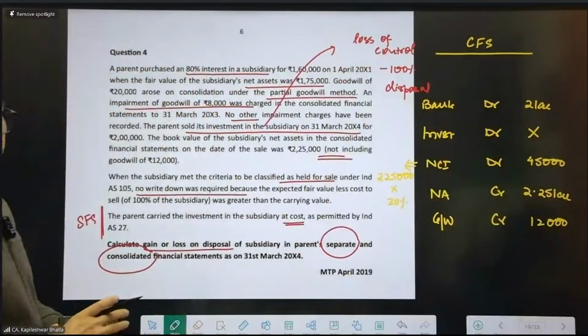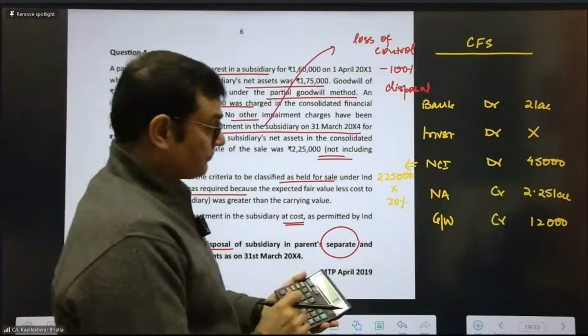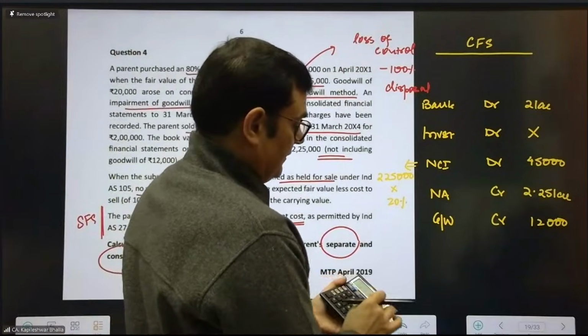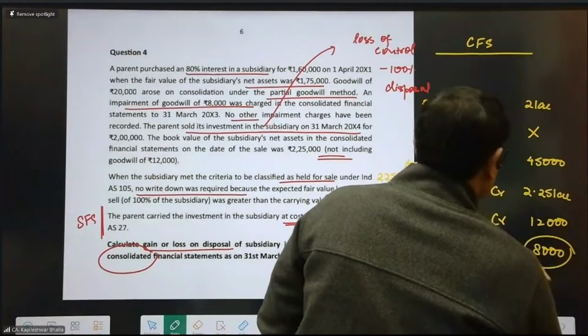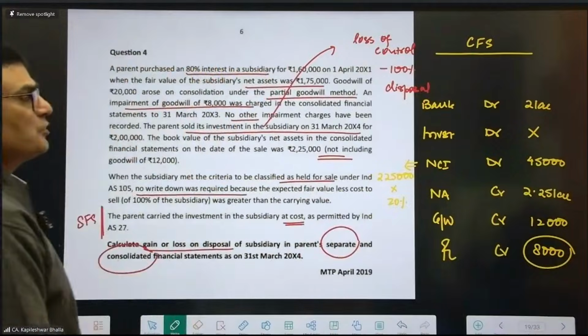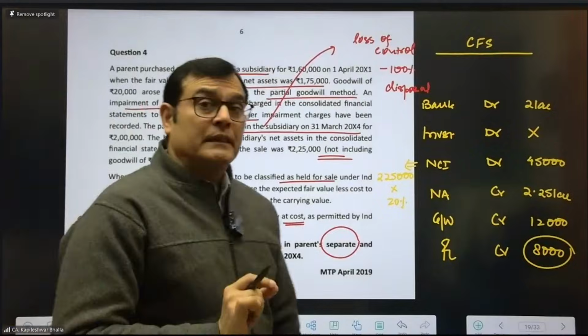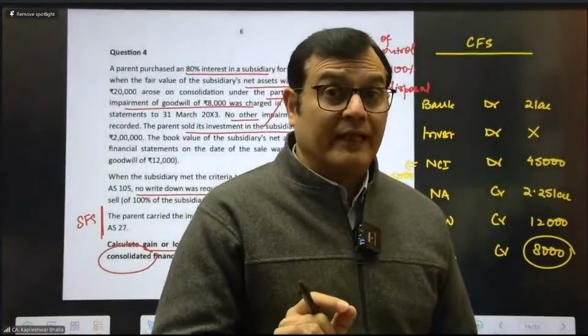And now we can get the balancing figure in this entry. Let's see what the balancing figure is. I guess we're getting a balancing figure of 8,000. That will be taken to the profit and loss, the gain on disposal in the consolidated financial statements. Right. So this is one part of the question, calculating the profit on disposal in the consolidated financials.